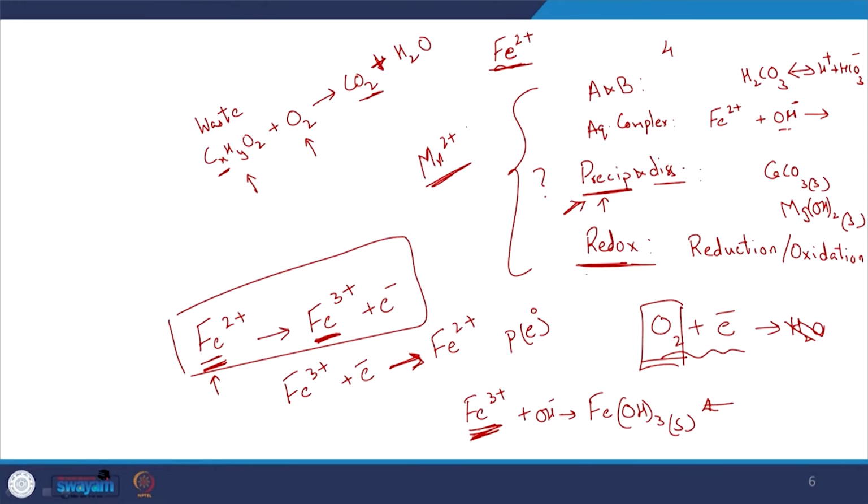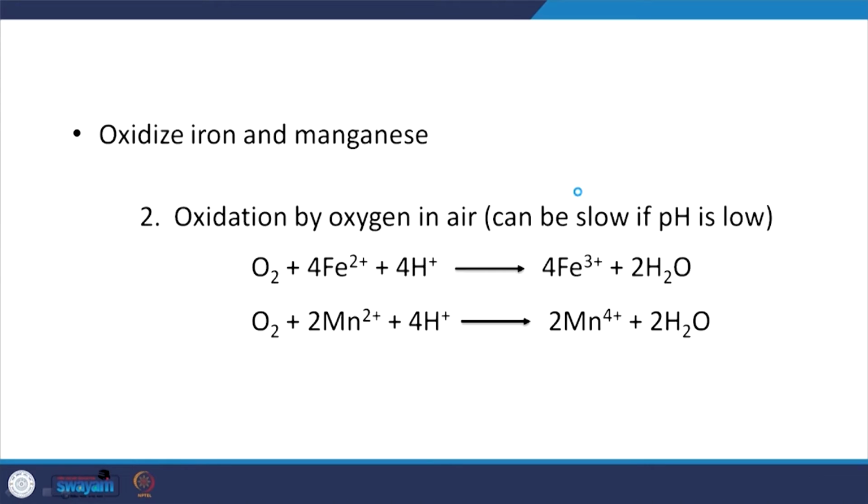So, the principles that we used were redox, precipitation and dissolution. Let us move on and look at the relevant aspects. To oxidize iron and manganese, let us look at the overall reaction here. So, O2 plus, earlier we looked at the half reaction, Fe2+ going to Fe3+ plus electron, and who is going to accept this electron? Oxygen is going to accept the electron, the oxidizing agent, the electron acceptor. So, that is what you have in the presence of oxygen.